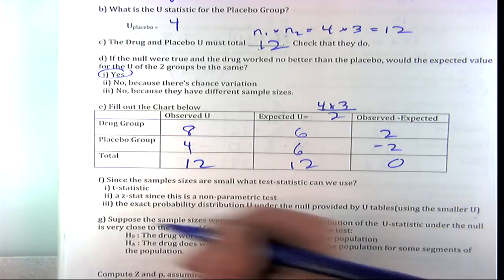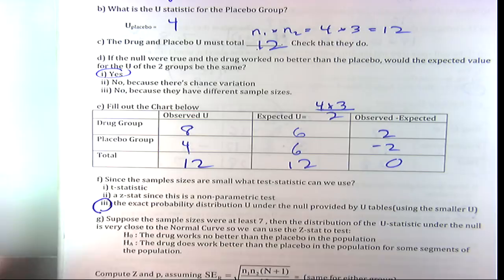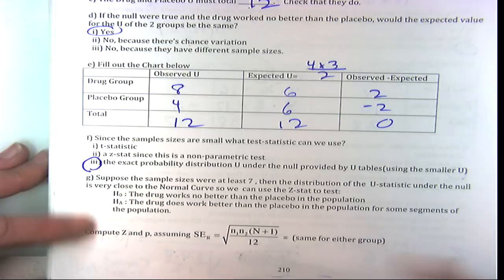And again, with small samples, you have to use the table, those exact probability tables. Here's the same question again: just compute the z-score for the same null and alternative hypothesis, and you know it's going to be the same. It's just the observed minus the expected.